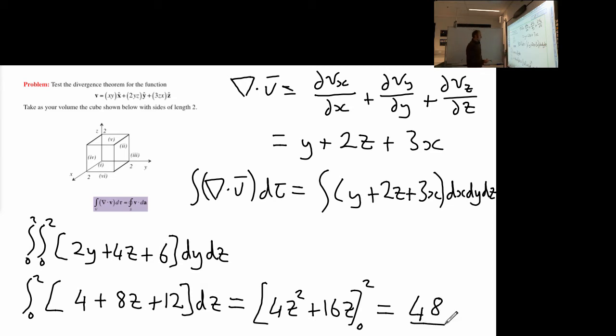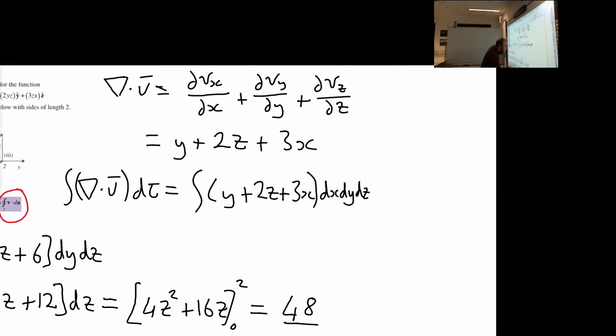Okay, so what we've just done there is look at the left hand side of this equation. Now what we're going to do is look at the right hand side, and we've got 6 sides to consider.